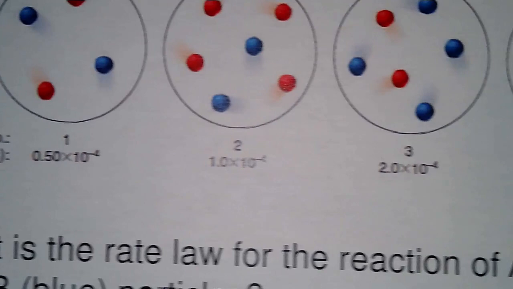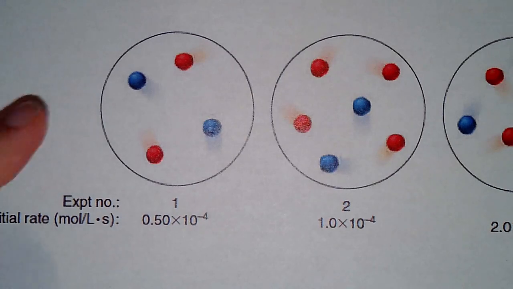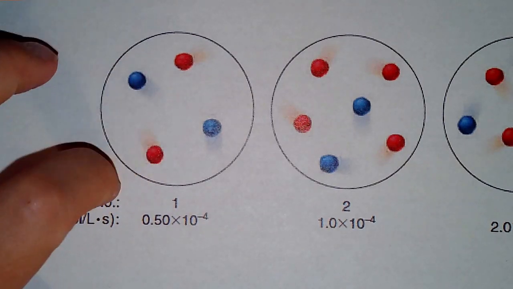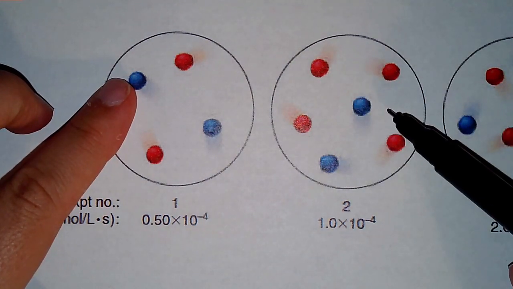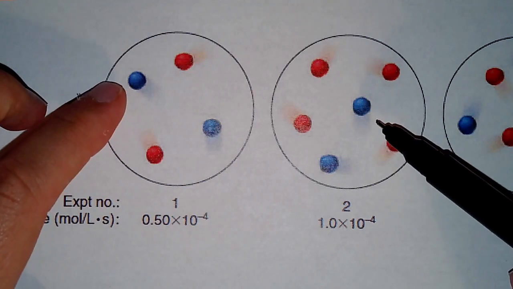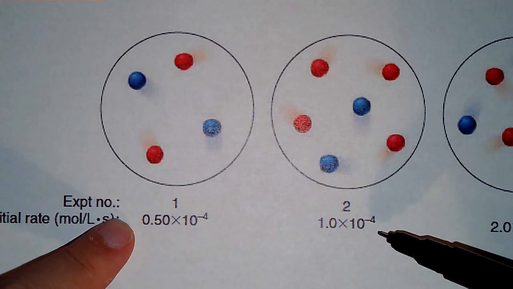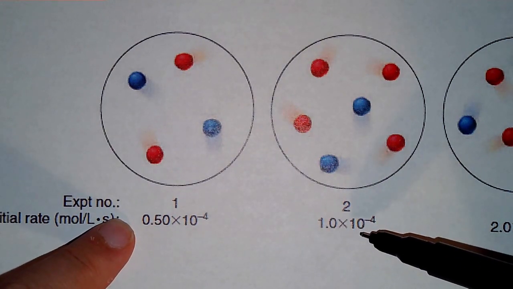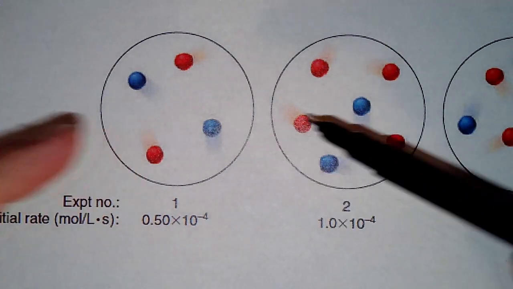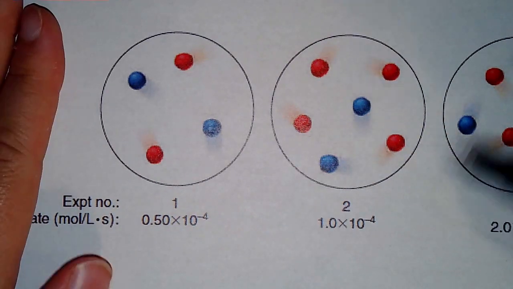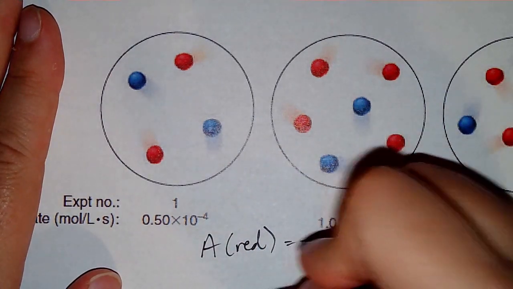Alright, so if we look at experiments 1 and 2, we can see we have 2 red and 2 blue. And then in experiment 2, we have 4 red and 2 blue. So the blue is staying constant, the red is doubling. If we look at what happens to the rate then, we also see a doubling. So since the blue is constant, that's not part of our change. Doubling the red doubled the rate. Therefore, we should say that A, or the red, is first order. We see the same effect with concentration and rate.